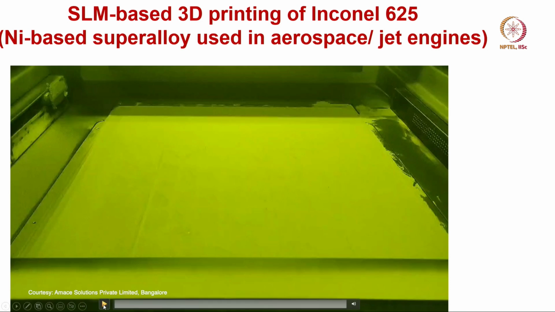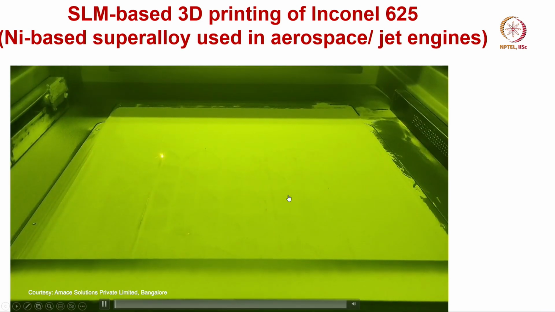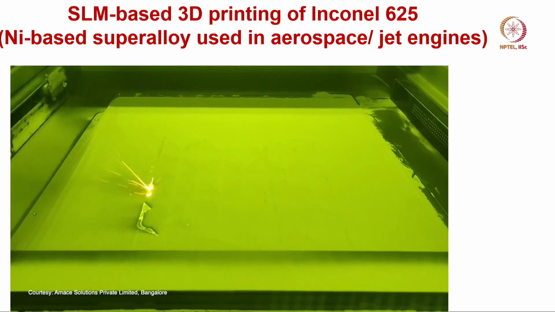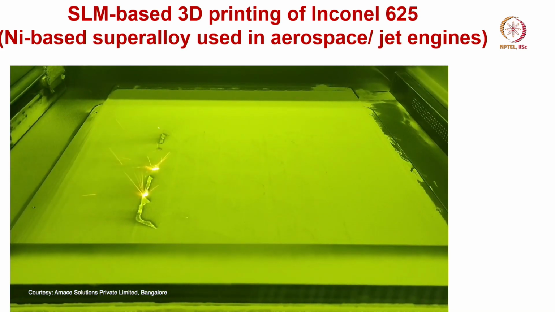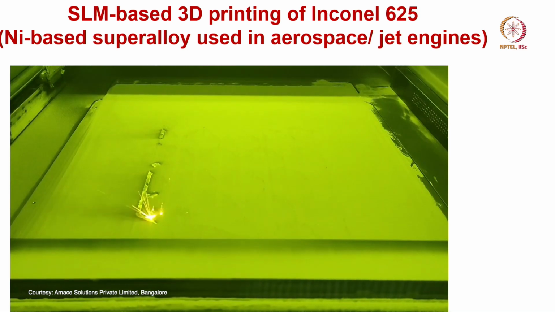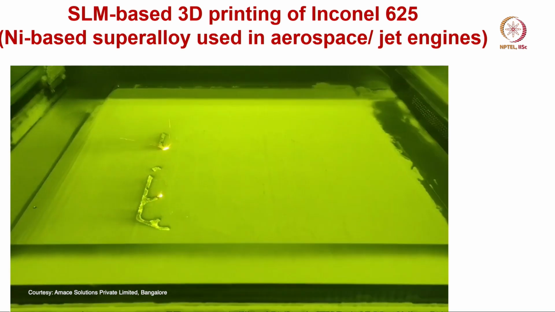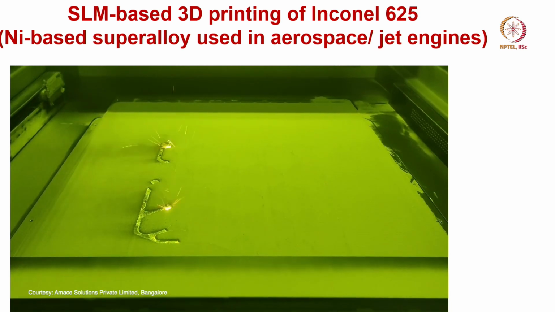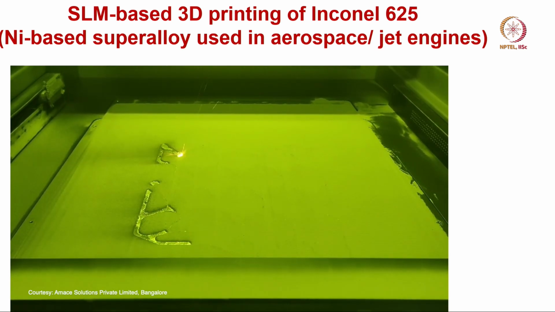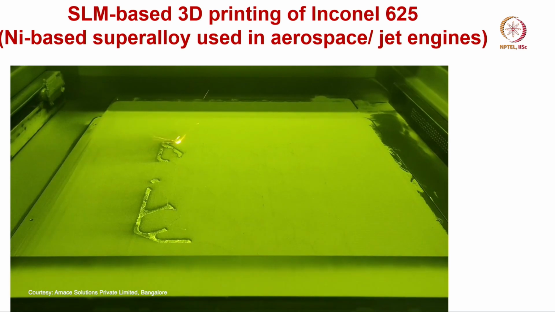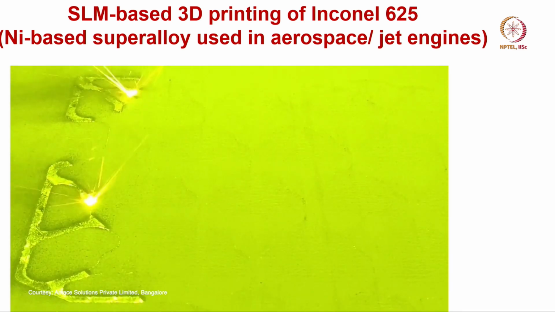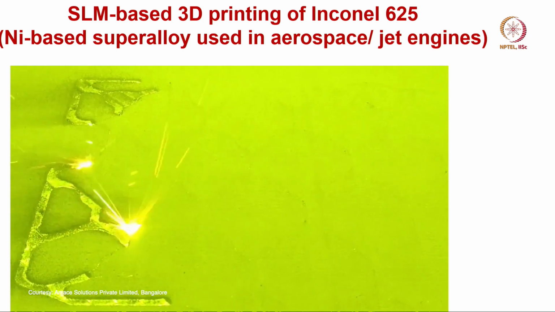This is one such example of the nickel based superalloys. This is Inconel 625 grade, which is widely used in aerospace and jet engines among many other engineering applications. Now, this particular technique that you see is SLM or SLS, selective laser sintering, selective laser melting, and these are used in an interchangeable manner.